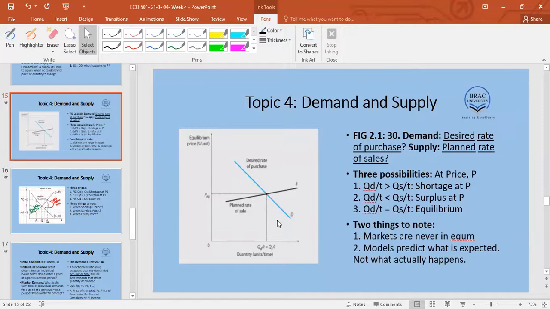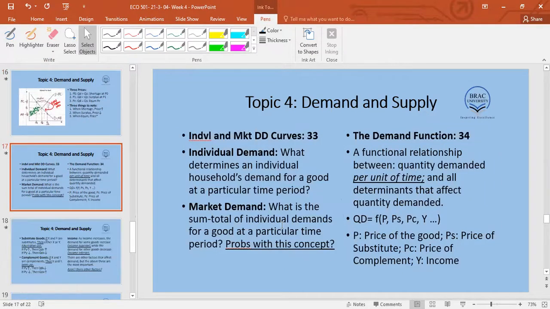There won't be a slope, sir. So the model that we're looking at doesn't show the actual quantity demanded or supplied at a particular price, but what we expect to do. So there are 3 possibilities. This thing keeps coming up again.